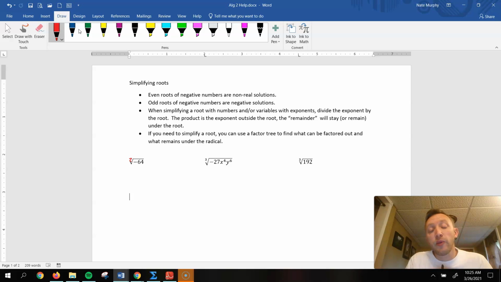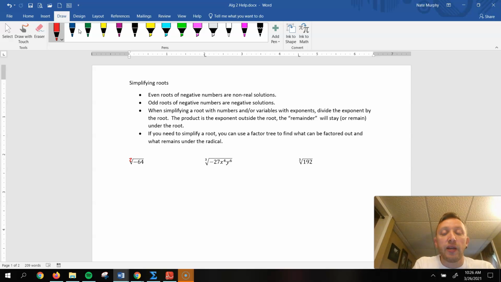Now for the next one, we have an odd root of a negative 27. It looked to me from the work that I saw, your teacher taught you to break this up into separate pieces, which is totally fine. That's sometimes what I tell students to do.